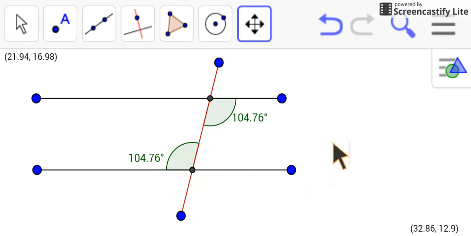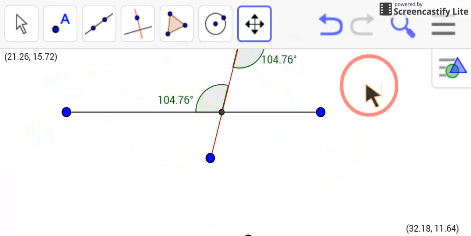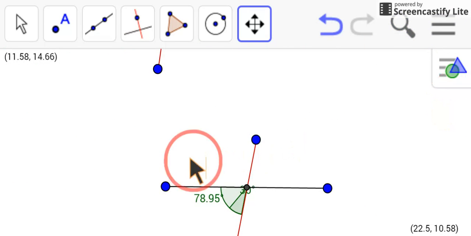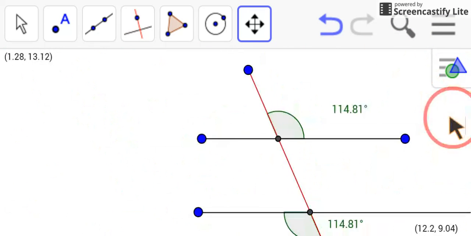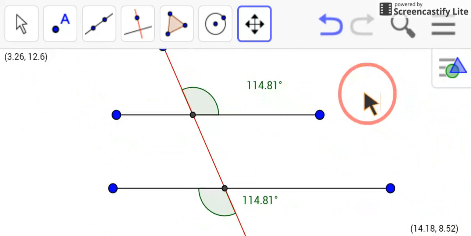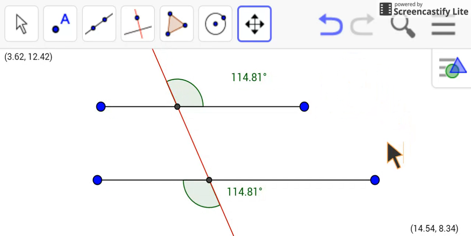The next one I have are alternate exterior angles. These angles are also congruent. And alternate exterior angles are two angles that lie outside the two lines on opposite sides of the transversal. They're on the outside of the parallel lines, and they're also on opposite sides of the transversal.